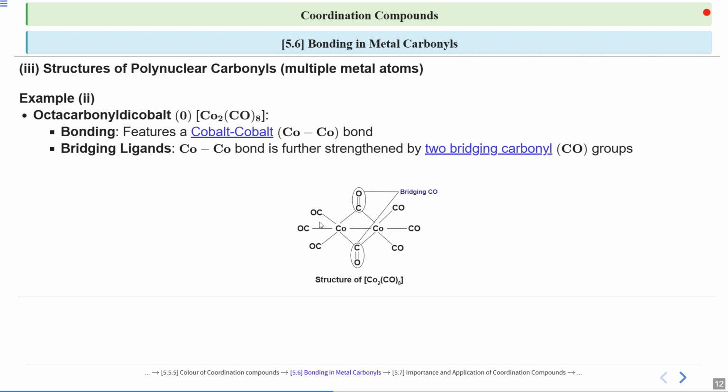So this is the structure of Co2(CO)8, that is octacarbonyl dicobalt(0). The main thing to observe here is the presence of bridging carbonyl. There are 2 bridging carbonyl groups in the cobalt-cobalt bond, which give strength to this structure, to this cobalt-cobalt bond.